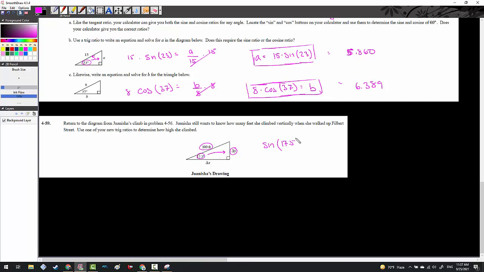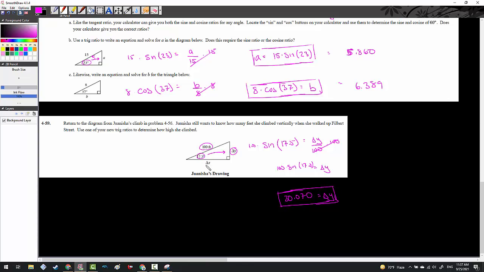Sine of 17.5 degrees is going to equal opposite over hypotenuse, so delta y over 100. I'm going to multiply both sides by 100, and I'm going to get delta y equals 100 times sine of 17.5. So let's find out what that is. Sine of 17.5 times 100. Looks like delta y is equal to 30.070 feet. And there you have it.